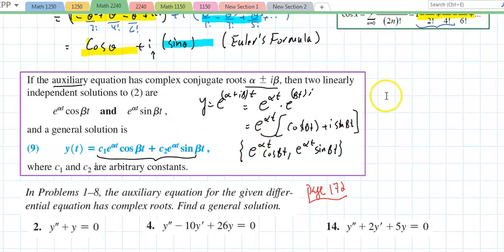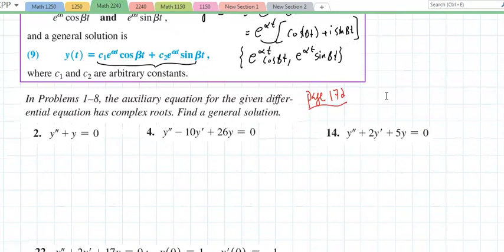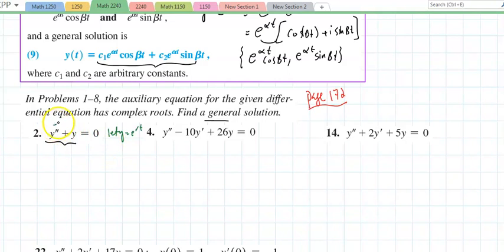Now we want to apply that. In 1 through 8, find the general solution, and this is a second order linear differential equation with constant coefficients. Every time that happens, we let y equal e to the rt, and we need two derivatives: y prime equals r e to the rt, and y double prime equals r squared e to the rt. So we get r squared e to the rt plus e to the rt equals 0. Factor out e to the rt: r squared plus 1 equals 0.